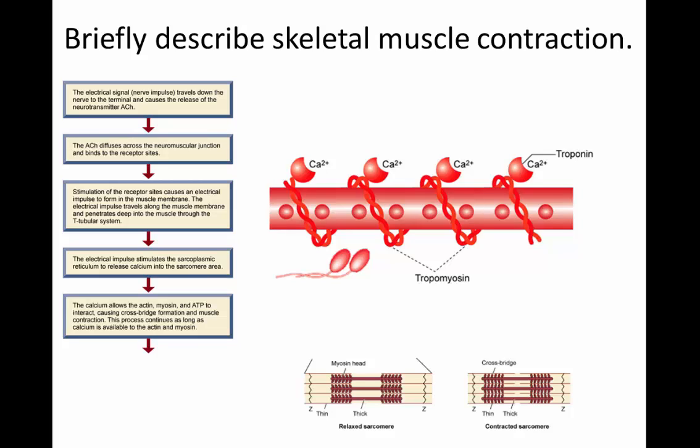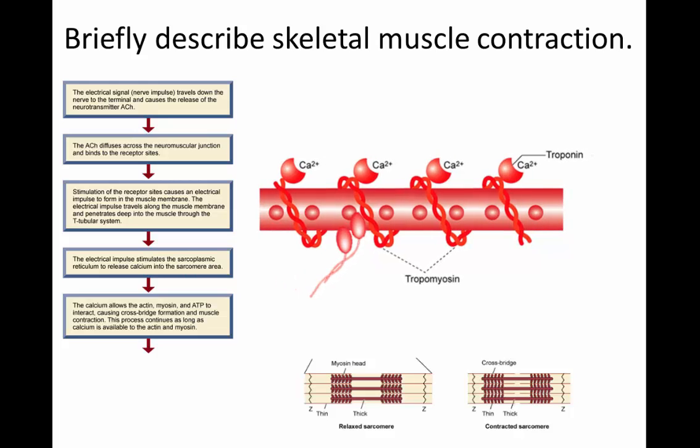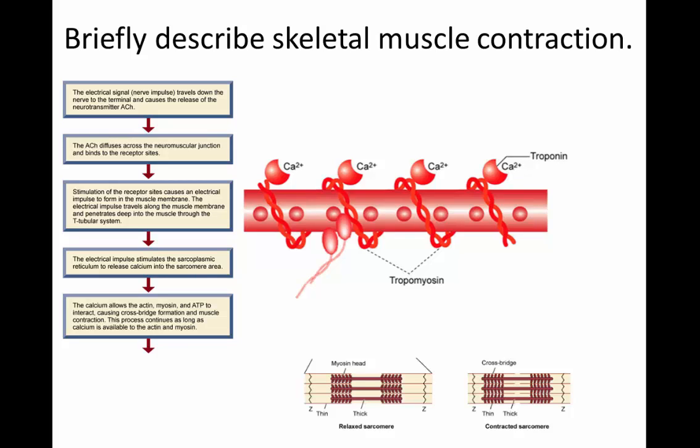The calcium binds to the troponin, which then causes a change in shape of those proteins such that the tropomyosin uncovers, or is removed off of, the myosin binding sites. Then the myosin binding heads can actually attach to the myosin binding sites and pull the actin in, allowing for contraction of the sarcomere.